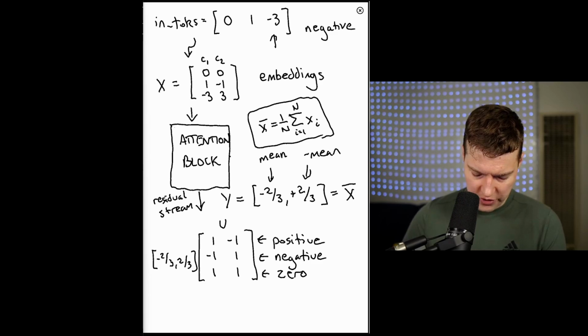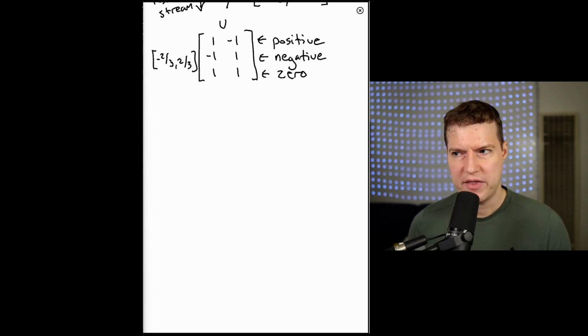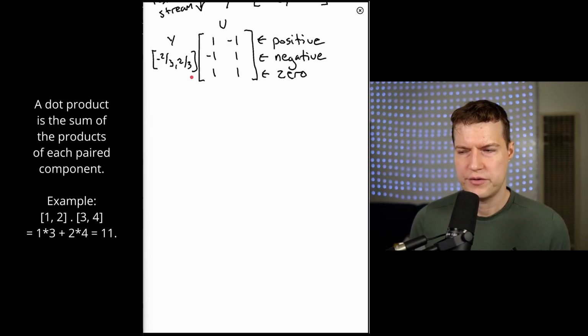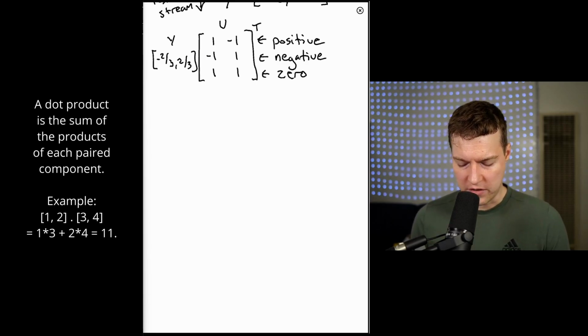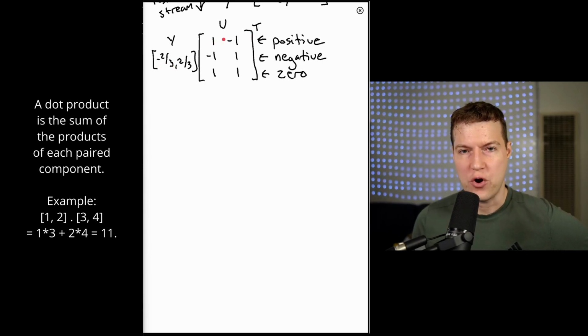And I just want to show you what's going on here. So when I multiply these matrices, and this is Y, I'm doing dot products. So when I only have one row in Y, I'm doing the dot product of that with each row in U. And I should have transposed U, right? Or else this wouldn't have worked. So when I transpose U, I can do the dot product of each row in Y with each row in U.